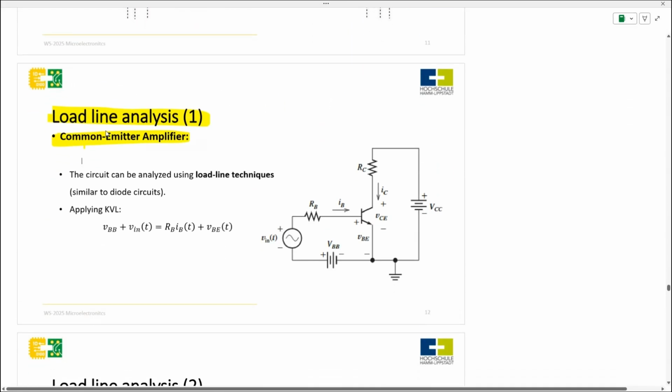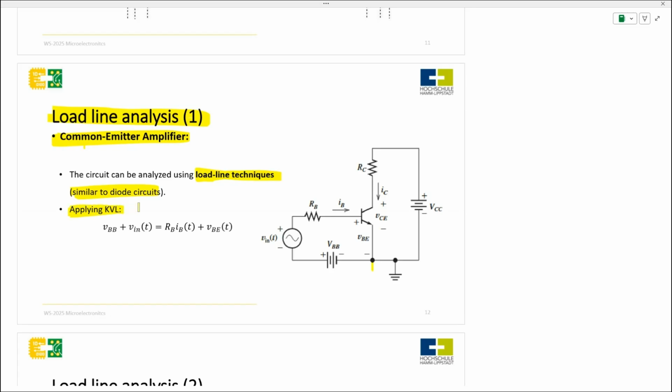The first one that we will be starting with will be the common emitter amplifier. As long as it is the common emitter, the emitter will be our common here, so our E will be here. Our base is going to be here in the input, and our collector will be here in the output. The circuit can be analyzed using the load line technique. It is similar to the diode circuits.